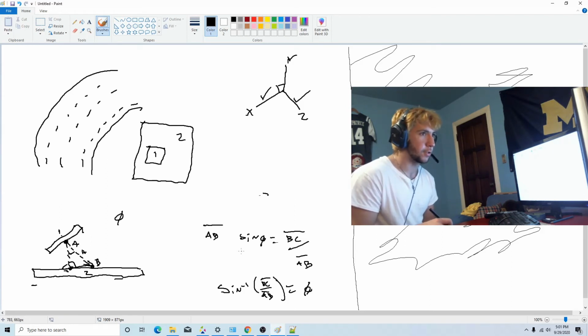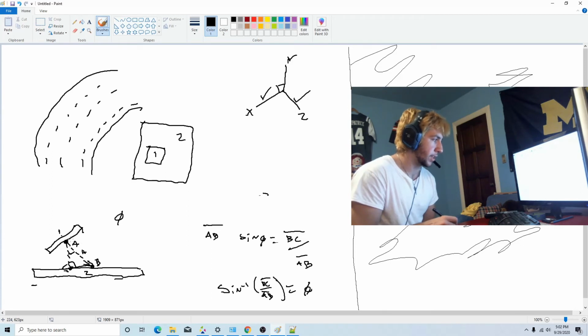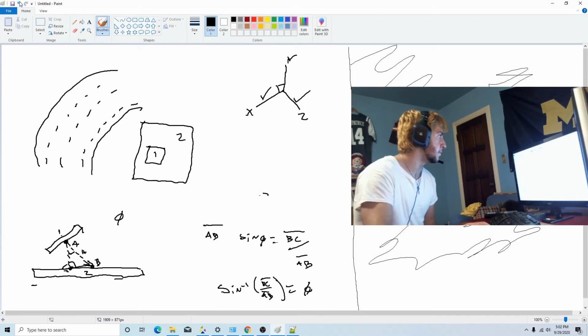I'm not going to go through this whole concept again for the second horizontal axis. It is essentially the exact same concept, just looking at it from a different perspective.